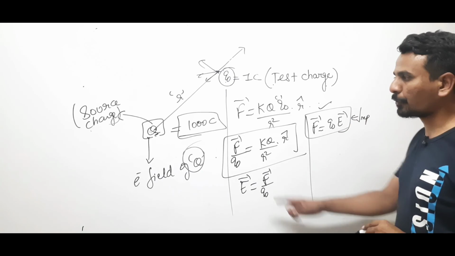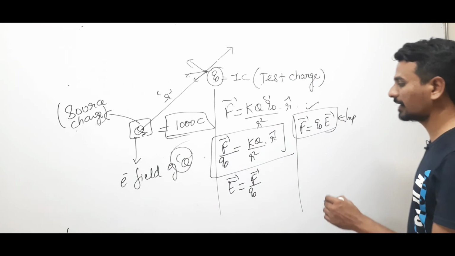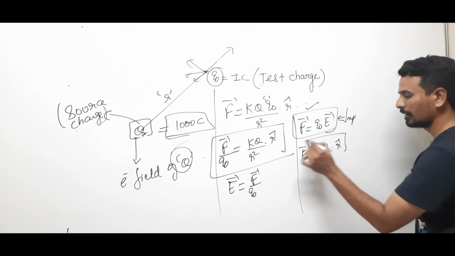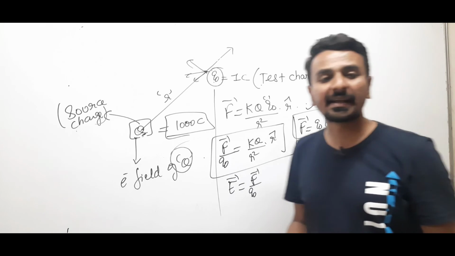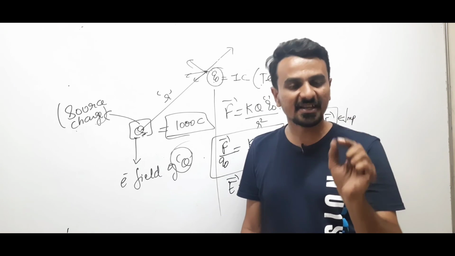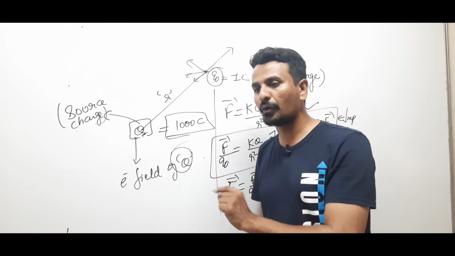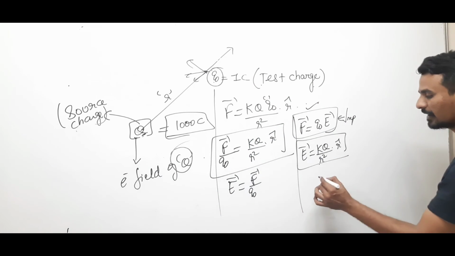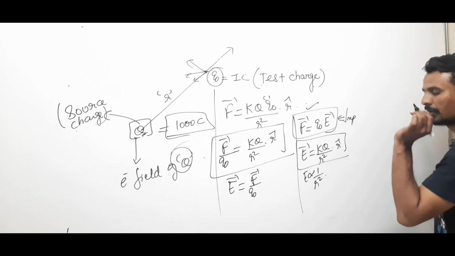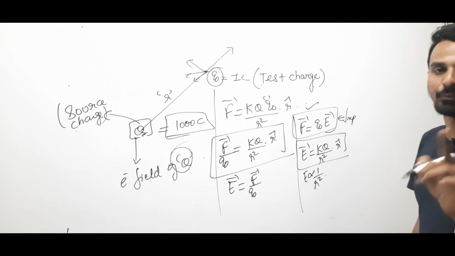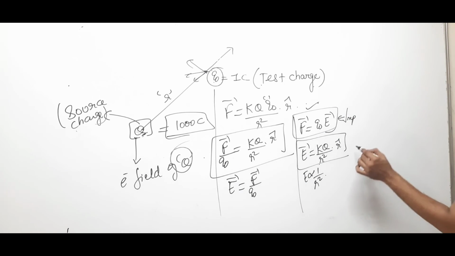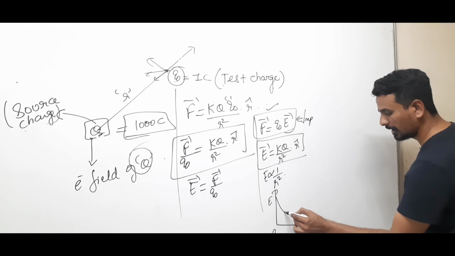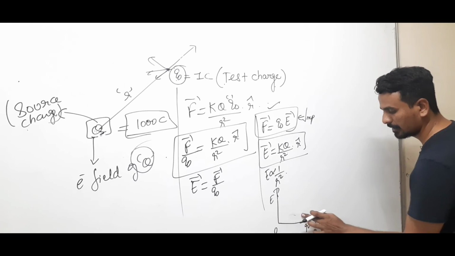And also, for a point charge, electric field can be given as KQ by R square. So KQ by R square is the electric field produced by a point charge. This formula is to be used only when you have a point charge. Clear? So for a point charge, electric field is inversely proportional to R square. And this is the formula to calculate the electric field due to a point charge. And the graph of E versus R will be here. It will be 1 by R square. Clear?